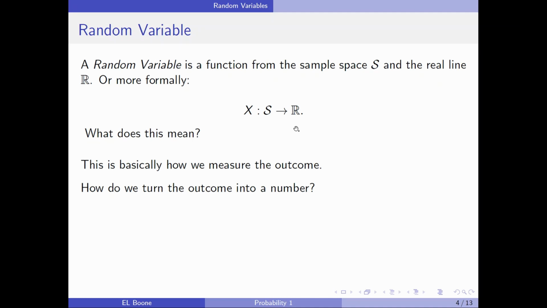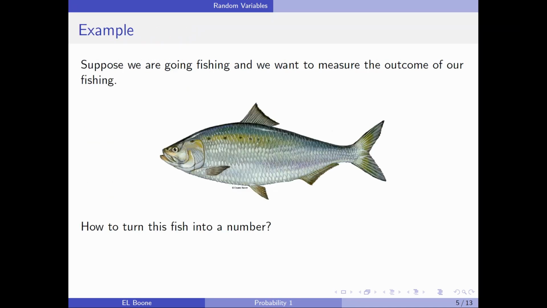And I know that's abstract and it doesn't really make much sense, but hopefully by the end of this video, you'll understand exactly what it is. So what does this mean? It's really, how do we measure the outcome of our experiment? Notice we put measure in there. So the idea is, how do we turn our outcome into a number? Okay, we like numbers. Math works really well on numbers. Doesn't work so well on other items. For example, fish. It doesn't work well on fish, okay?